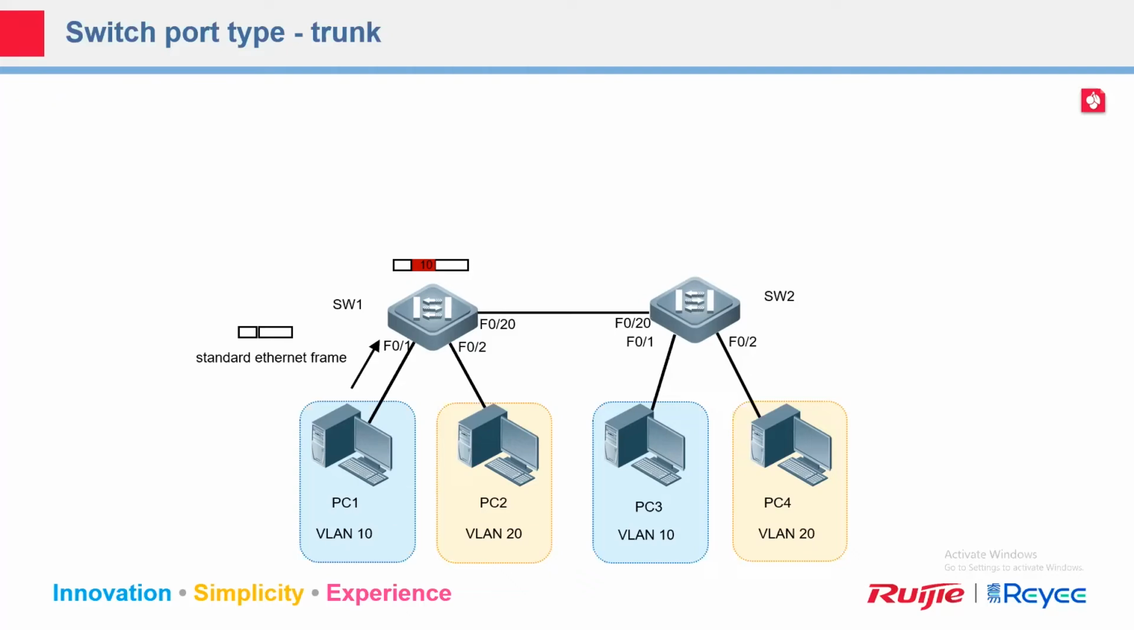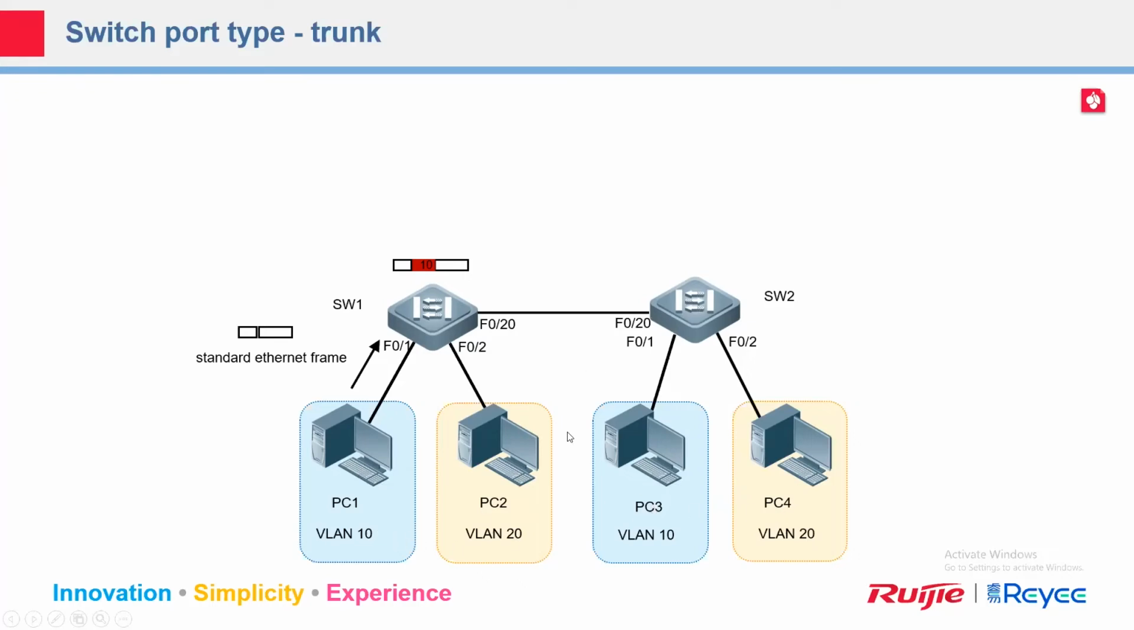But if at this time PC2 also wants to communicate with PC4, the packets will be sent to switch 1, and switch 1 will add VLAN 20, right? Interface 1 cannot send it out because interface 1 belongs to VLAN 10. At this time, interface 20 also cannot forward the traffic of PC2 because this interface is already assigned to VLAN 10. That means PC1 and PC3 can communicate with each other, but PC2 and PC4 cannot. If we assign interface 20 to VLAN 20, then 2 and 4 can communicate with each other, but 1 and 3 cannot.